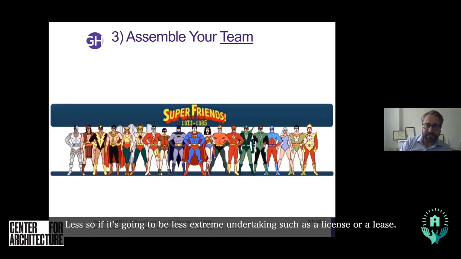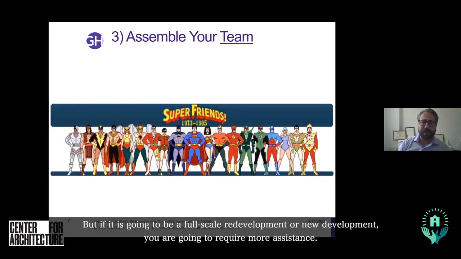Less so if it's going to be a less extreme undertaking such as a license or a lease, right? You may just need an attorney and some internal leadership, but if it's going to be a full-scale redevelopment or new development, you're going to require more assistance.